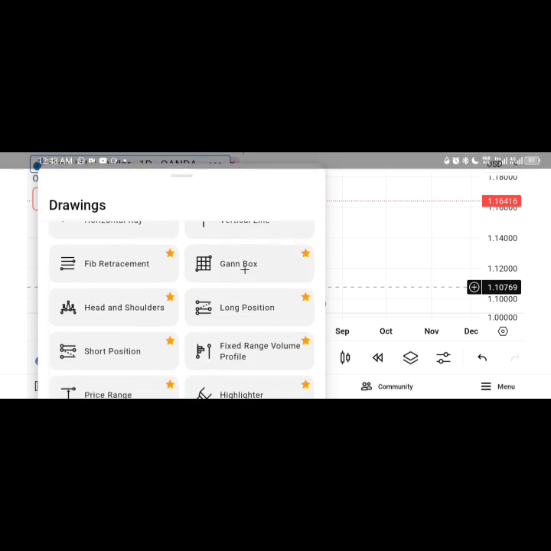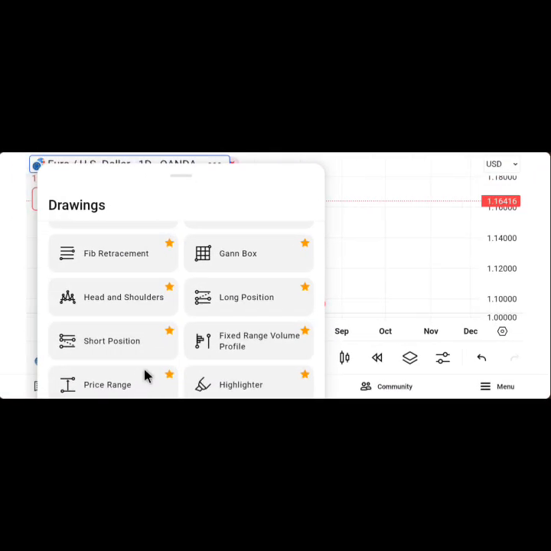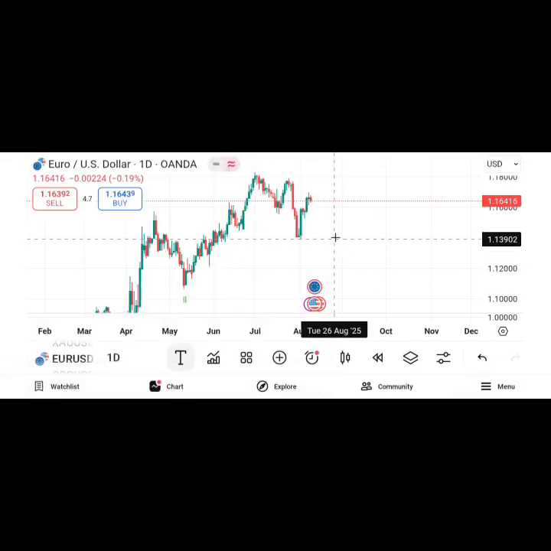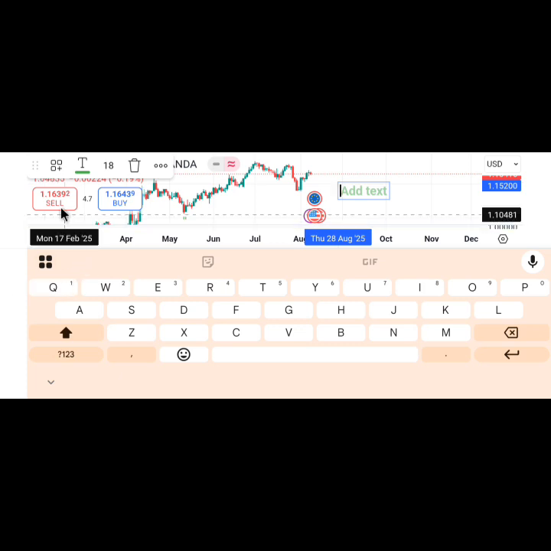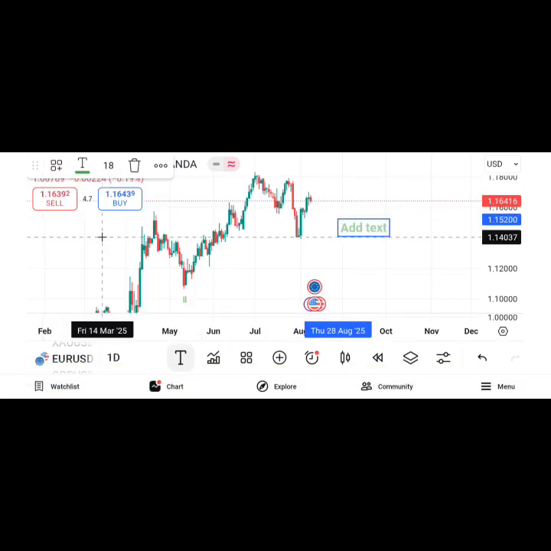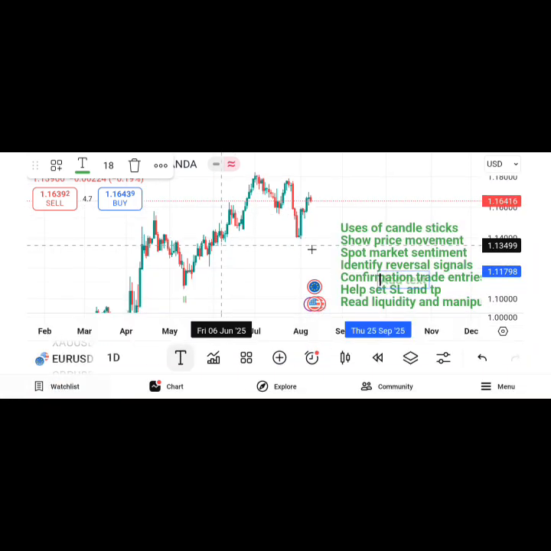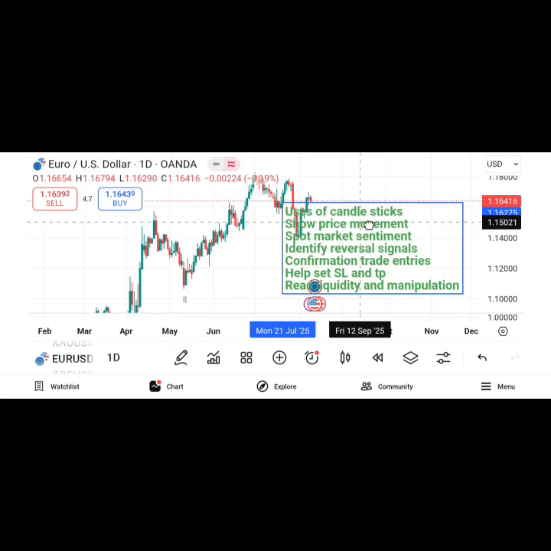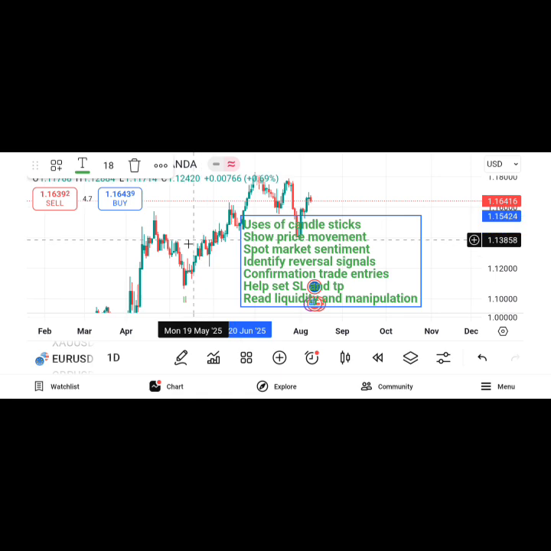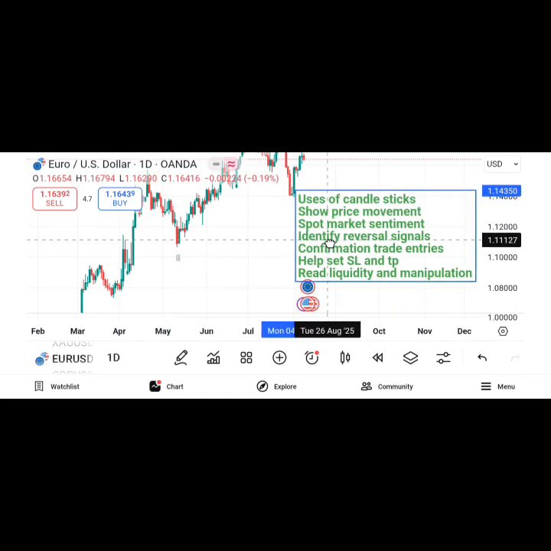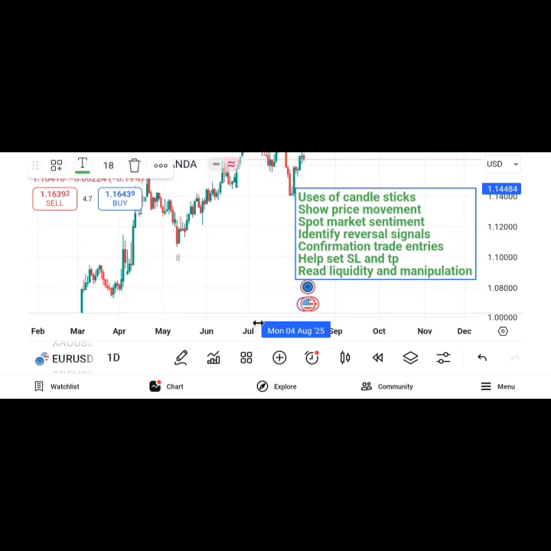So some uses of candlesticks are: one, it shows price movements. I have the uses right here. It shows price movements. It can be used to support market sentiment.